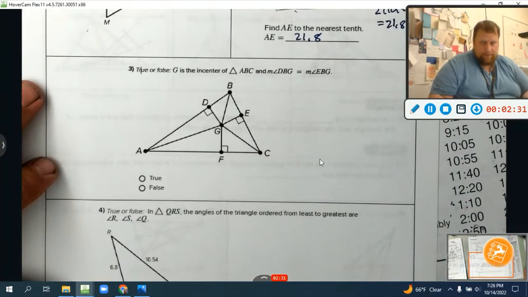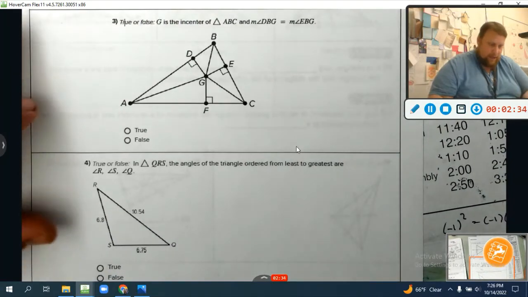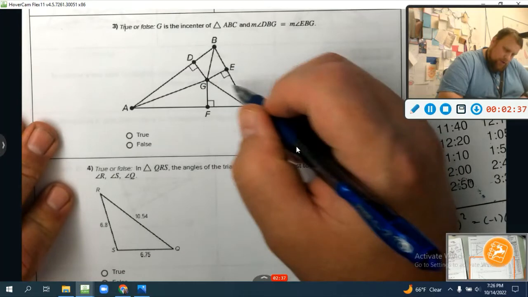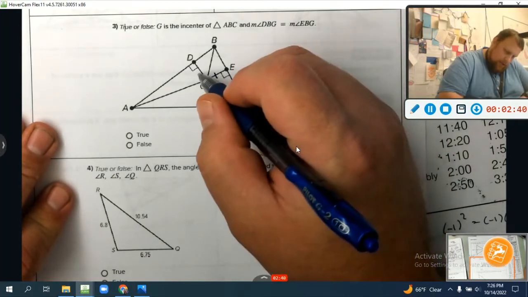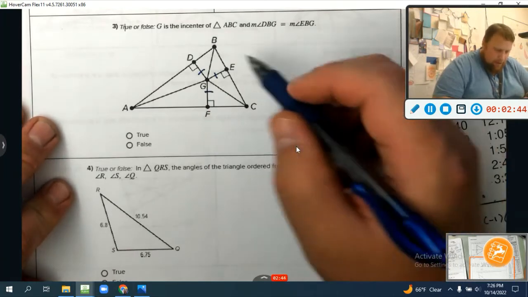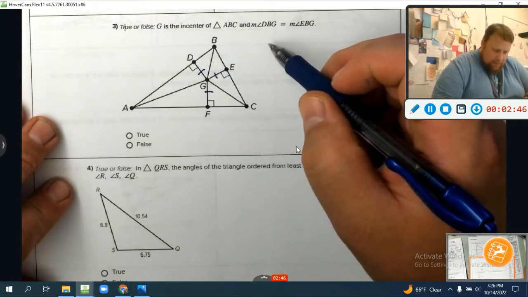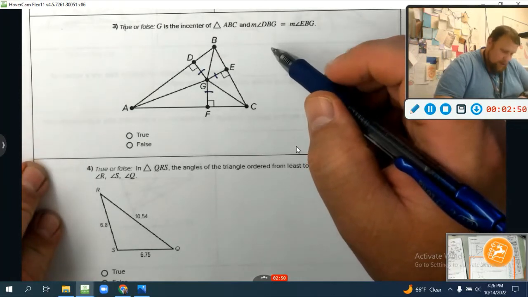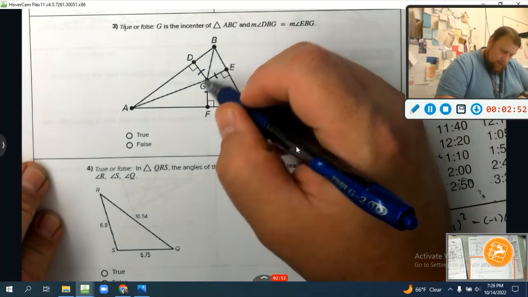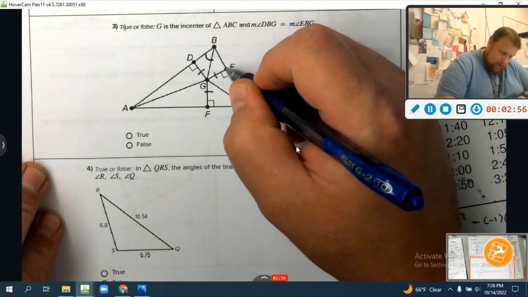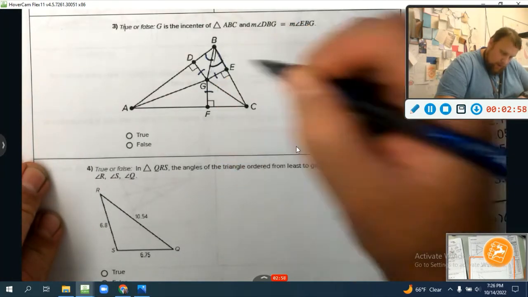All right. Again, if I go too fast, pause and catch up. True or false? G is the incenter. Okay, if it's the incenter, here's what I know. GE is congruent to GD, which is congruent to GF, of triangle ABC, and the measure of angle DBG, this angle right here, is equal to the measure of angle EBG, right here.